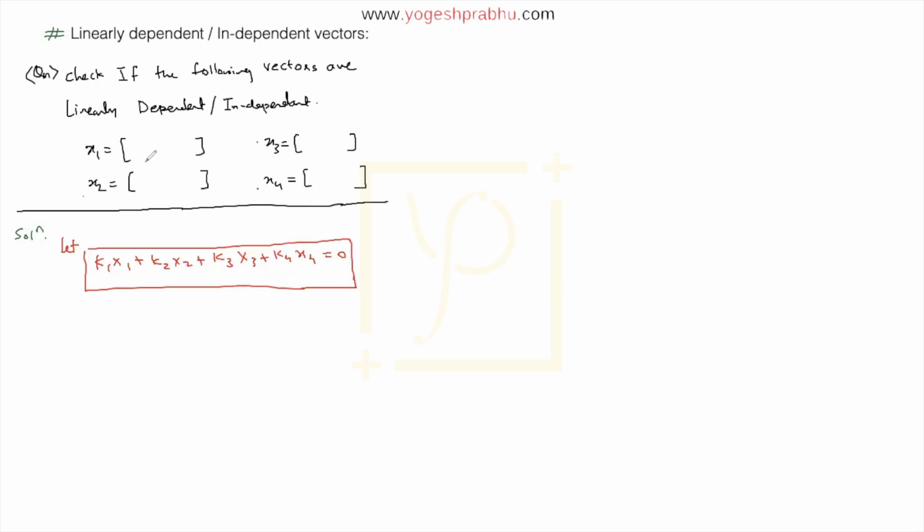Say x1 is 3, 1, 1. And now let's take x2 as 2, 0 and -1, and x3 as 4, 2 and 1. And x4, let's not take x4 at all. So now we have only three vectors, x1, x2, x3, and we have to check whether they're linearly dependent or not. The solution will begin in a similar way: k1 x1, k2 x2, k3 x3. I will not need k4 x4, so let me remove that. So we will begin with this expression.